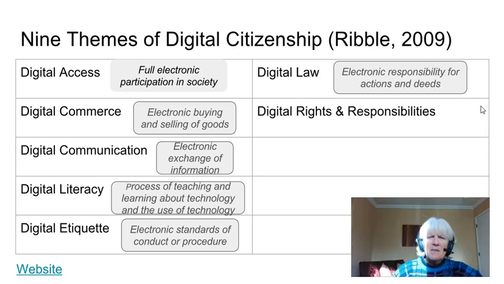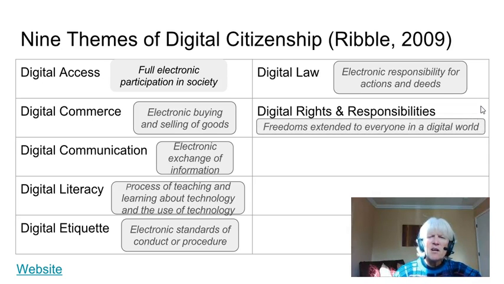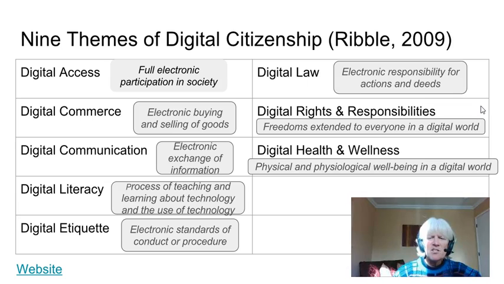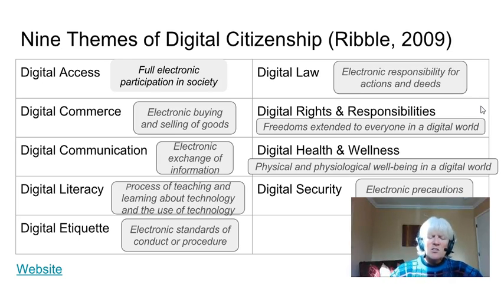Then the next 3 topics, which will be what you choose from for lesson 3 that you turn in for the class. One is digital rights and responsibilities. So these are freedoms extended to everyone in a digital world. Next, digital health and wellness, which is both physical well-being and psychological well-being in a digital world. And then lastly, digital security, which includes information related to privacy and other safety-related topics.